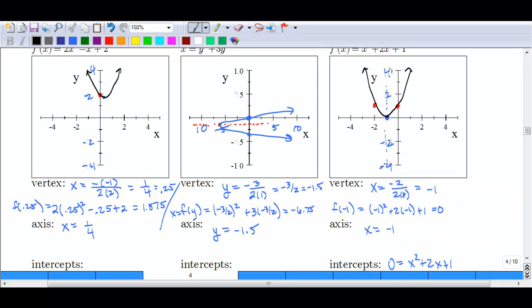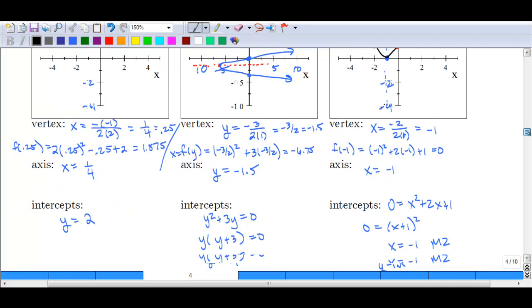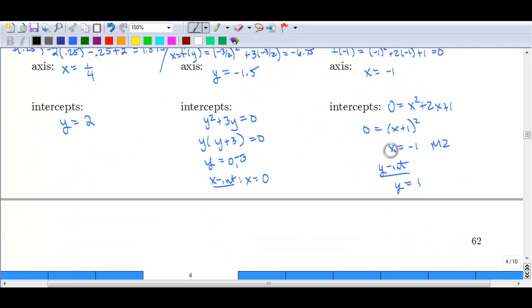So for this one, you should have found that your vertex was at the point -1, 0. Your axis of symmetry was x equals -1. And you had some intercepts here. You had x equals -1 with multiplicity 2 as an x-intercept, and your y-intercept was 1.